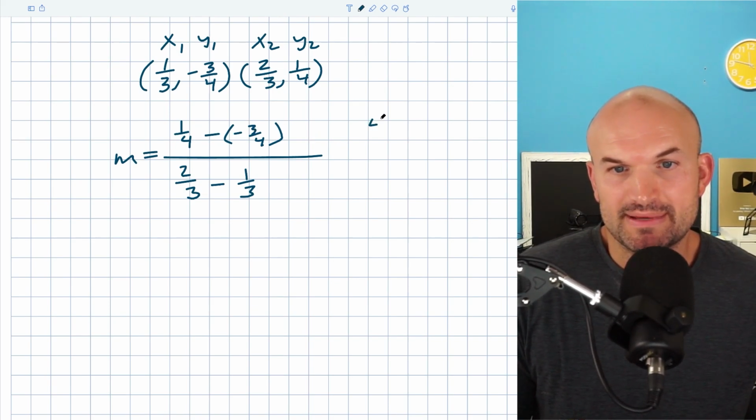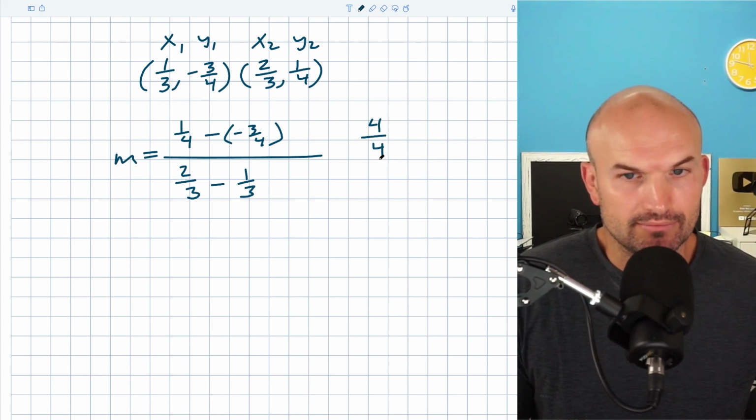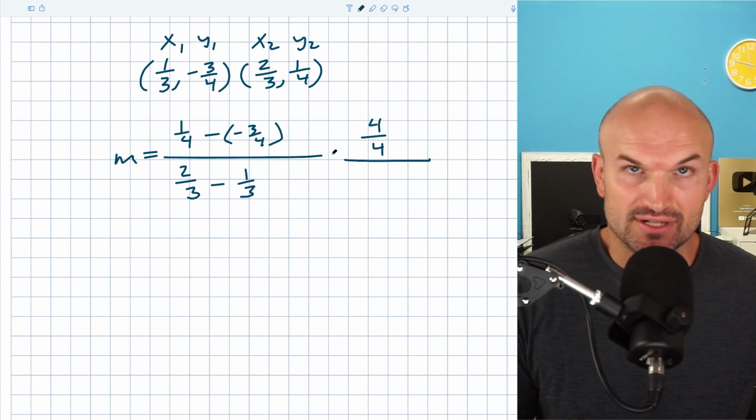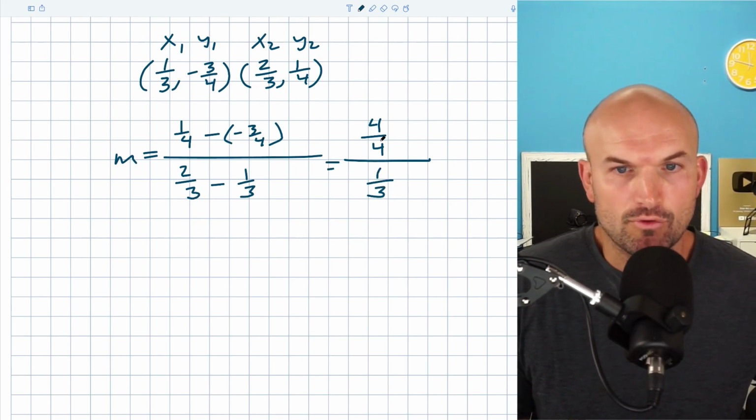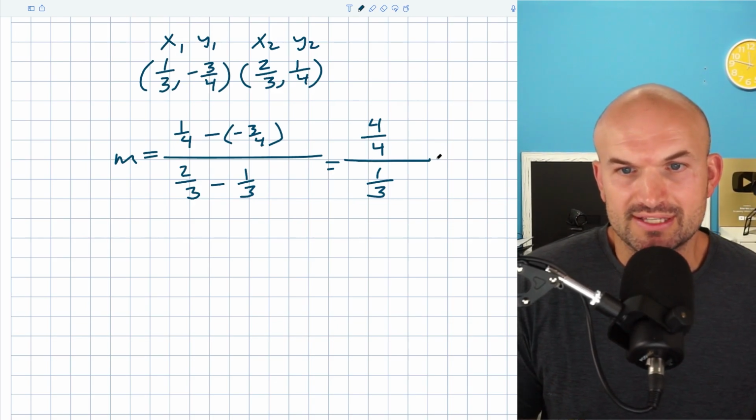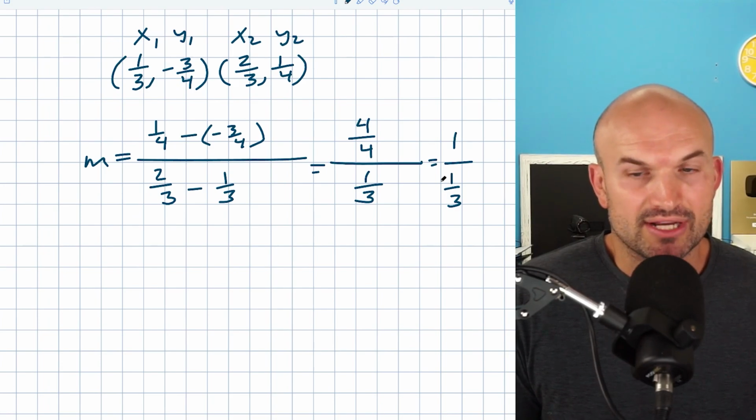So therefore, that's going to be a 4/4. Now that's equal to 1, but I'm just going to leave it like this for a second. Now here I have a 2/3 minus 1/3. So that's going to be reduced to a 1/3. Okay, so really this is a 4/4 divided by 1/3, which is really the same thing as a 1 divided by a 1/3. Now, how do I take a number and divide it by 1/3?